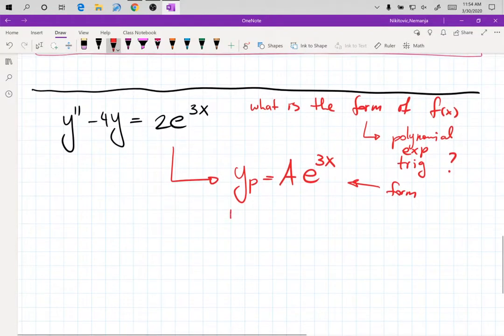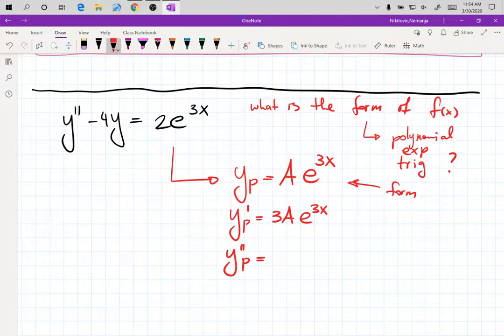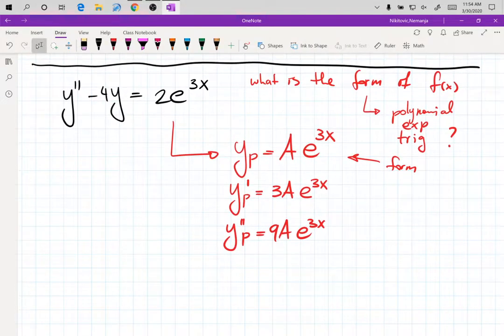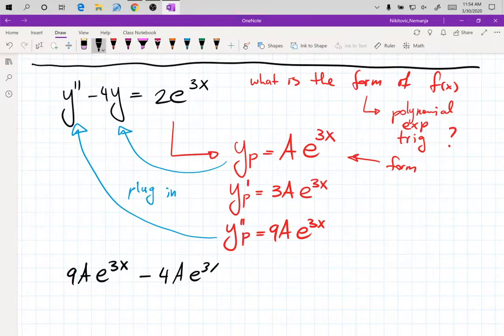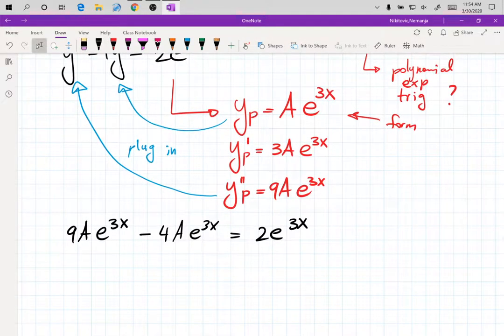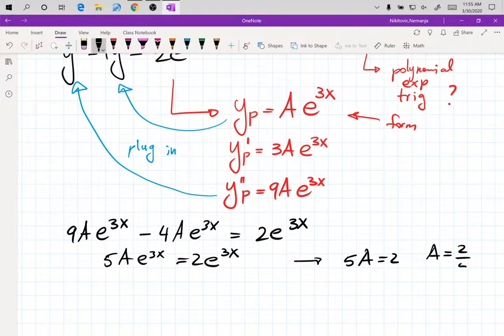And because it's of exponential form, we're going to have yp to be ae to the 3x, yp prime is 3a e to the 3x, and yp double prime is going to be 9a e to the 3x. Now we are going to plug these in. So we have 9a e to the 3x minus 4 times a e to the 3x equal 2e to the 3x. Well, 9 minus 4 is 5. So 5a e to the 3x is equal to 2e to the 3x. From where 5a is equal to 2, a equals 2/5.